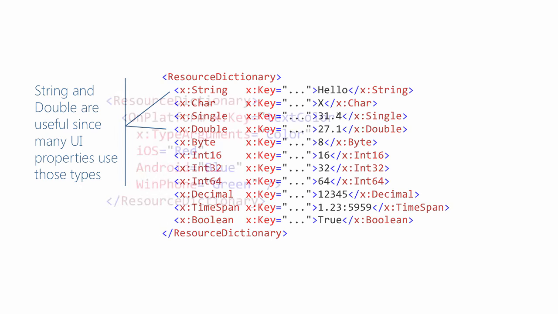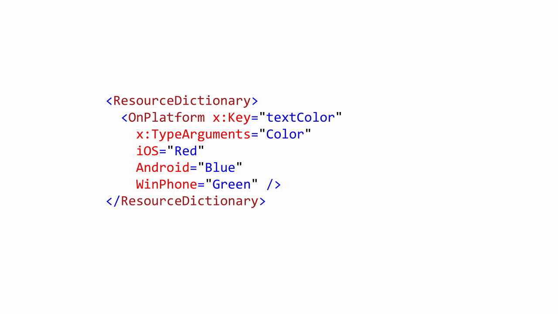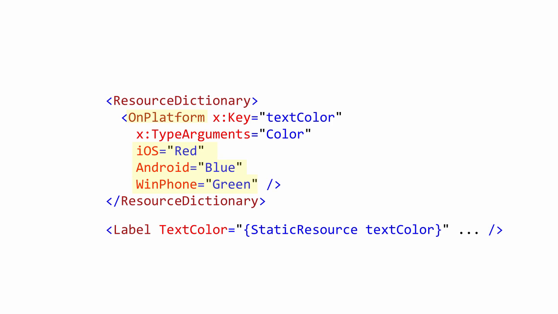Let's finish with a slightly more complex example. Resource dictionaries map string to objects so they can store anything you need, even OnPlatform objects. Here we are using OnPlatform to set the text color to a different value on each platform. So for iOS, the text color will be red, Android blue, and Windows Phone green. You can reuse this OnPlatform object throughout the page. If you want to change the colors in the future, you would be able to just change them all in one place.